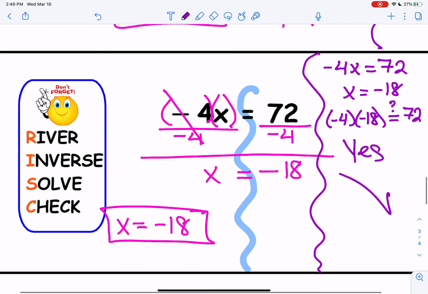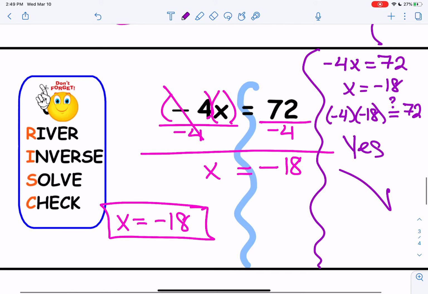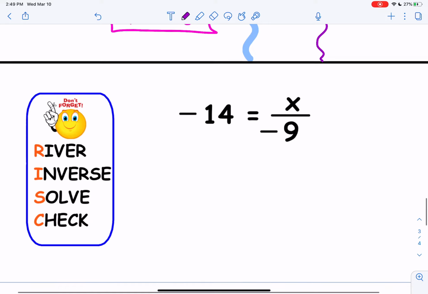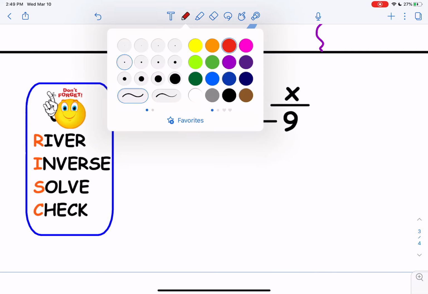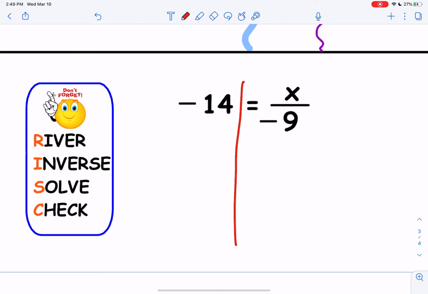All right, so that's an example of a problem with multiplication, and you're doing the inverse of division. So that leaves the last math operation to look at, which is division. Here we go. In this case, we have -14 equals x divided by -9. All right, so step 1, the river. I'm going to go back to my 2 bars.